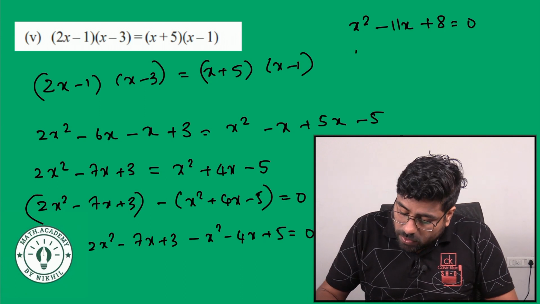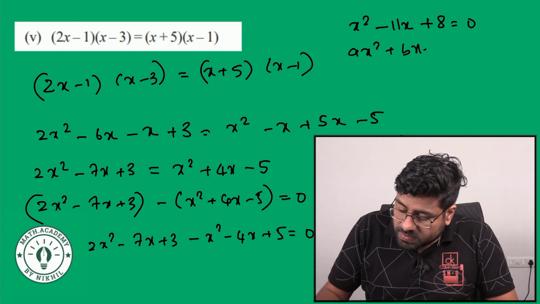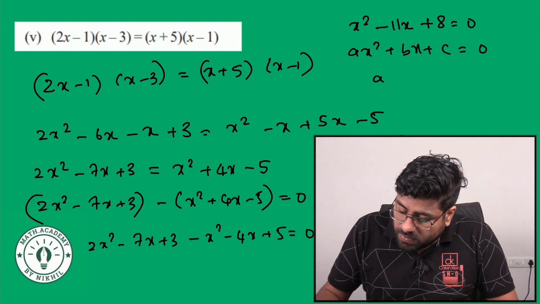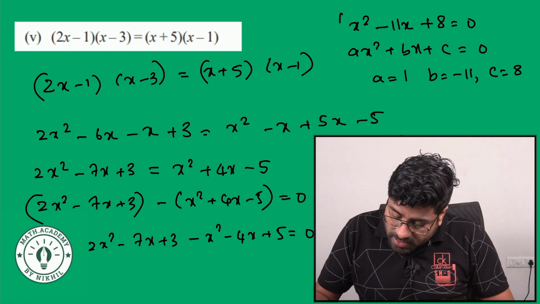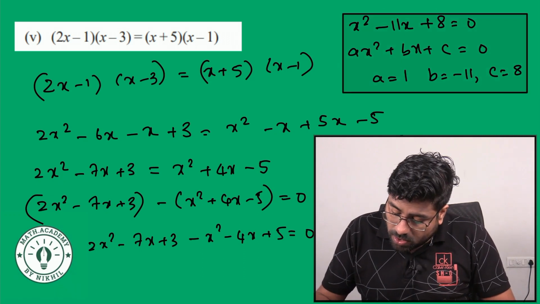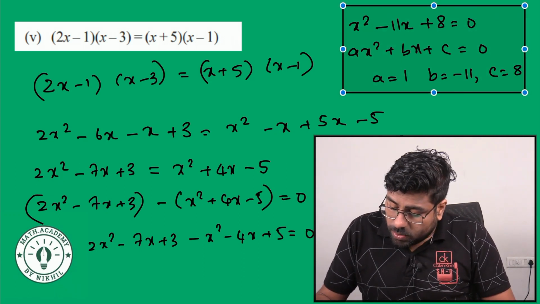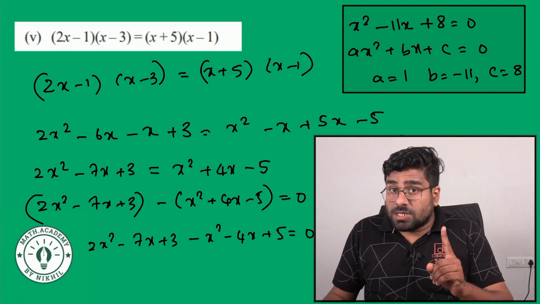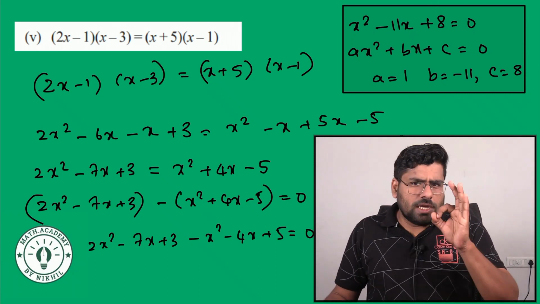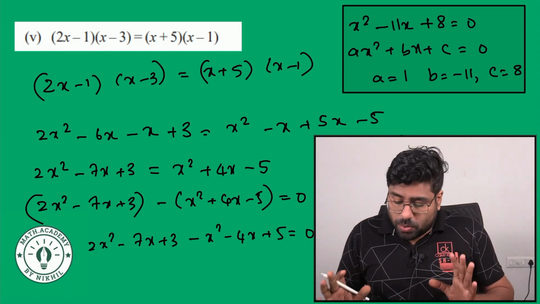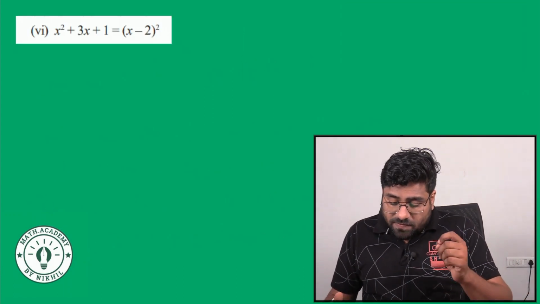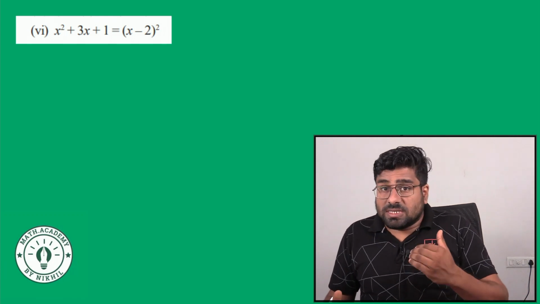So this is again following the form ax square plus bx plus c equal to 0, in which a equal to 1, b equal to minus 11, and c is equal to 8. So we can say this again satisfies the condition to be called a quadratic equation. Clear, everyone? I hope the concept is very much clear to you, right? So you got the answer to question number 5. Let's move on to question number 6 again.